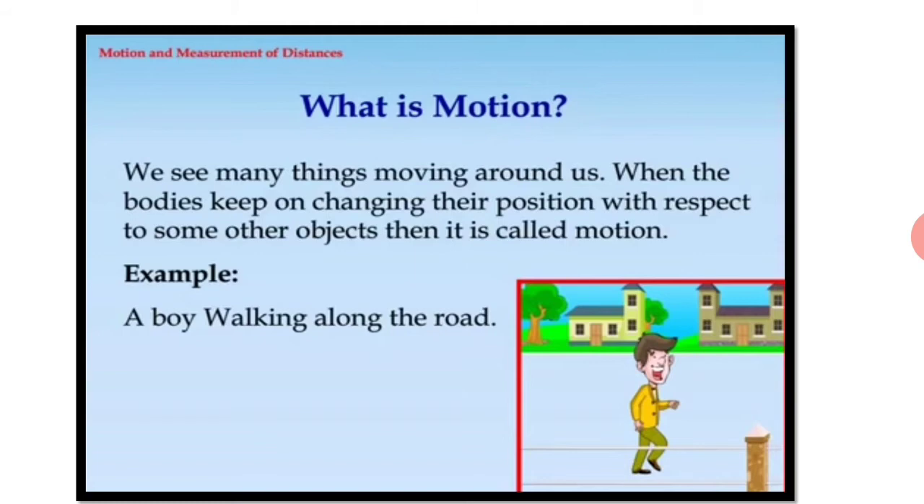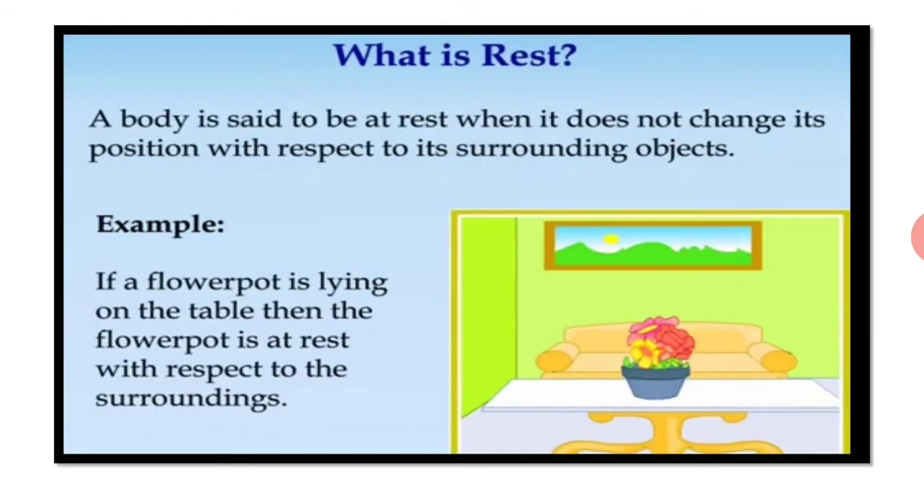A boy walking along the road. A body is said to be at rest when it does not change its position with respect to its surrounding objects. For example, if a flower pot is lying on the table, then the flower pot is at rest with respect to its surrounding. A table is also said to be at rest. Motion is a change in the position of an object with time.